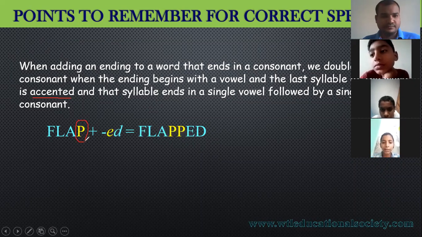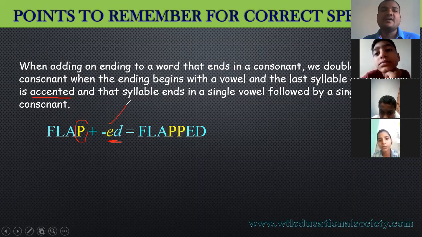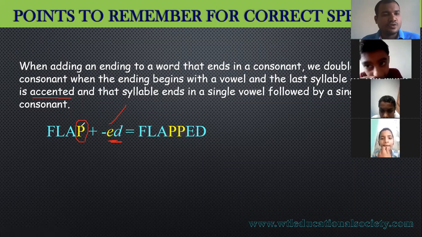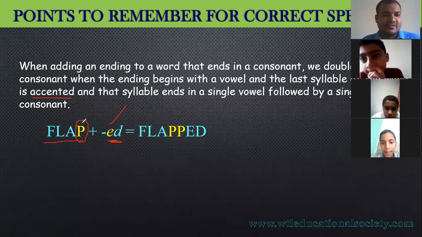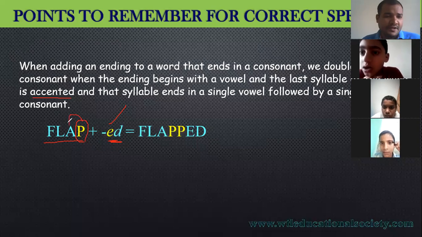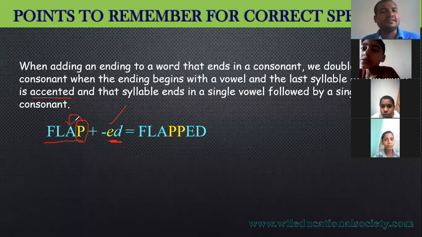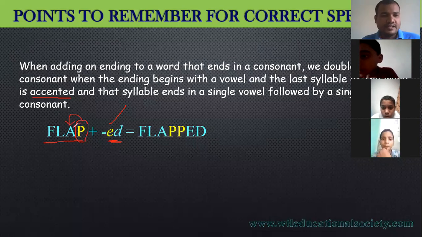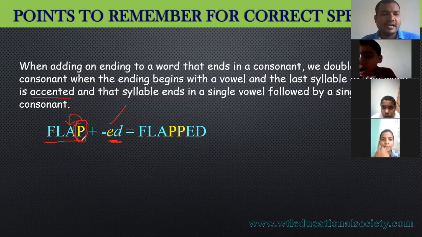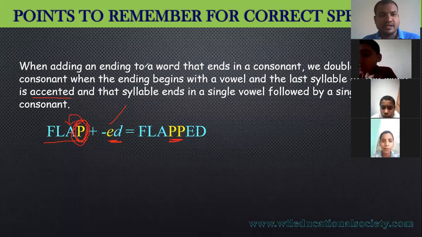P. Consonant. Right? And the ending. What is the ending here? ED. So it started with letter E, which means vowel. So the word Flap ends with a consonant and is preceded by a vowel. Letter A is nothing but a vowel. In that case, we need to double the letter the word ends with. So that's why here we got double P.